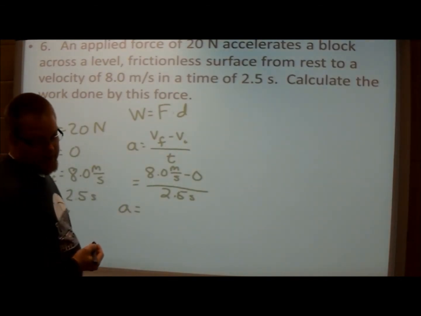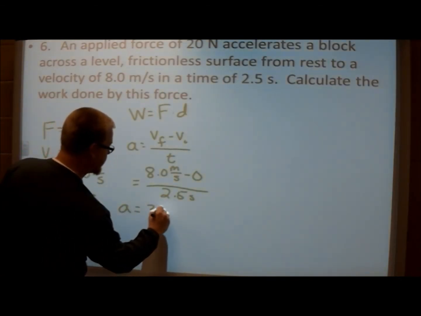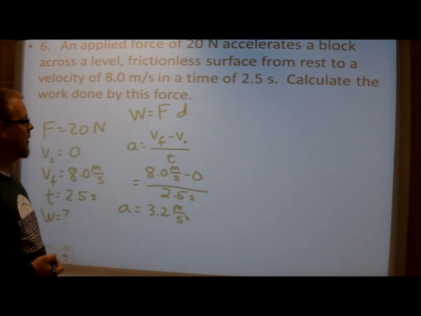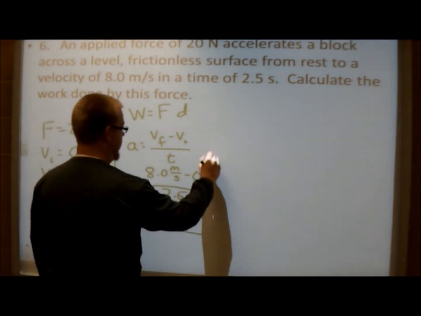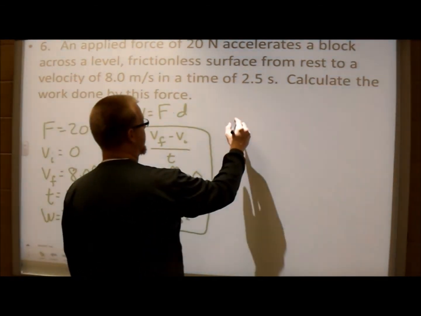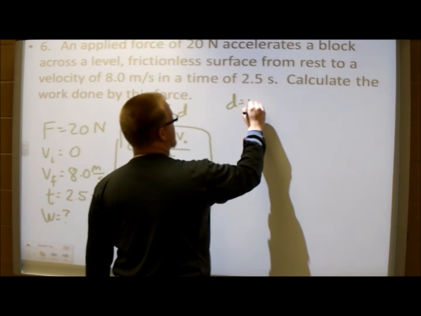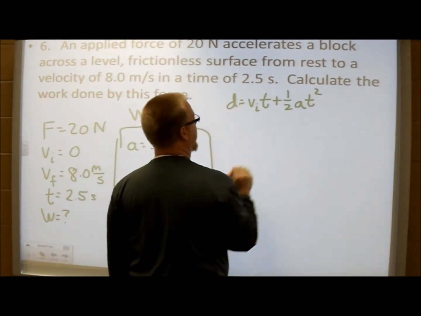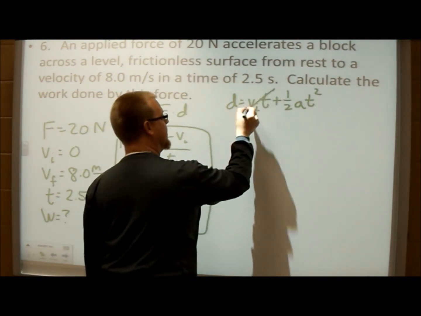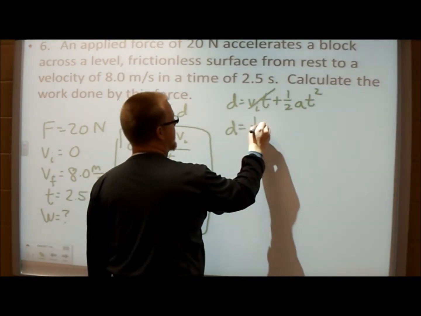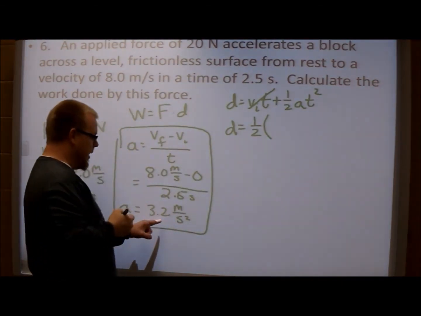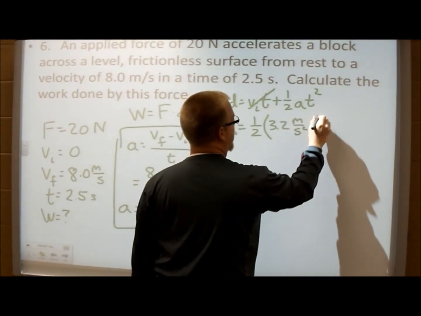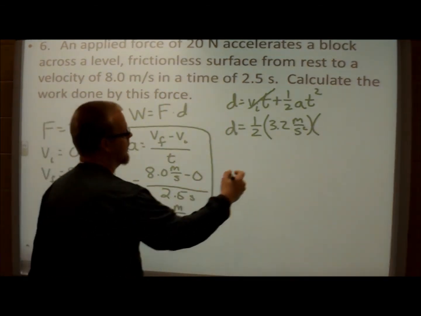So my acceleration in this case is 3.2 meters per second squared. Then, that's step 1. Then I remember a formula that says distance equals VIT plus 1/2 AT squared. Well, since VI was 0, that part goes away. So I'm left with 1/2 A, which I just found, 3.2, times T squared.